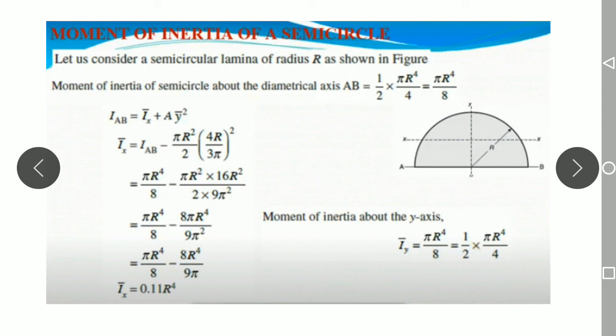So this is what the moment of inertia for the different geometrical figures what we have discussed. So now from the next sessions we will move on to how to solve the problems on the moment of inertia of the different geometrical figures.